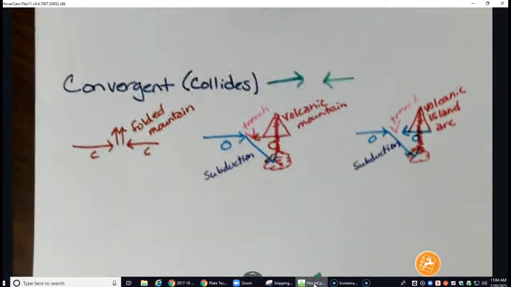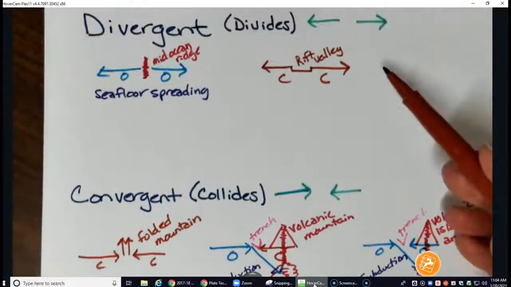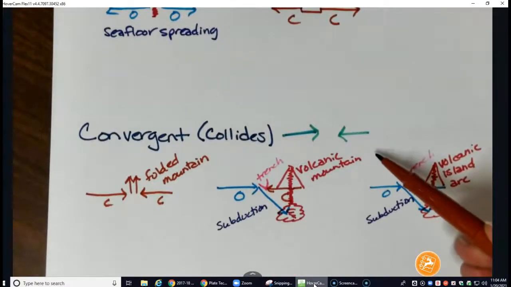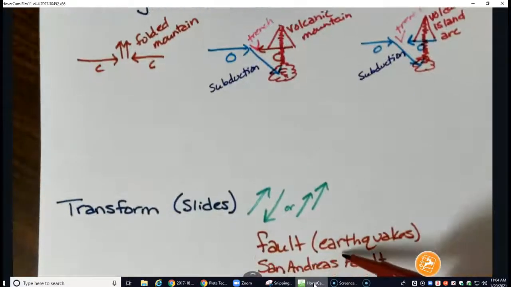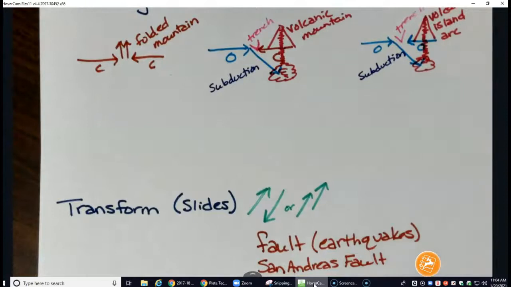So you have three. You have your divergent, divides, convergent, collides, and transform, slides. And those are our three boundaries and the types of landforms created at each.